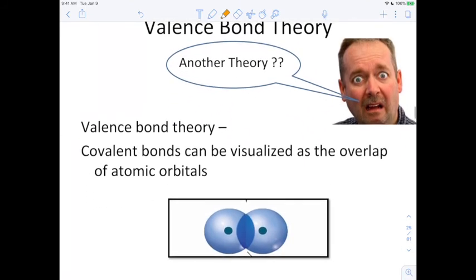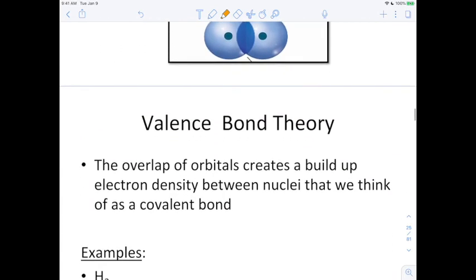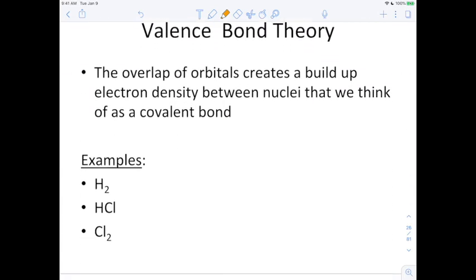All right. So next up, we're going to talk about the idea of this valence bond theory, and that's actually what we've been looking at. It has to do with the overlap of orbitals, and that's how we're visualizing these covalent bonds. So the overlap of the orbitals is what creates the electron density between the nuclei that we think of as the covalent bond. So we've already taken a look at hydrogen, and hydrogen looks sort of like so, and I'm drawing s orbitals, and they overlap, and this is our covalent bond.